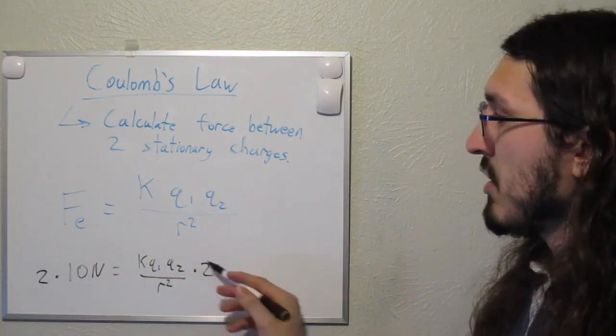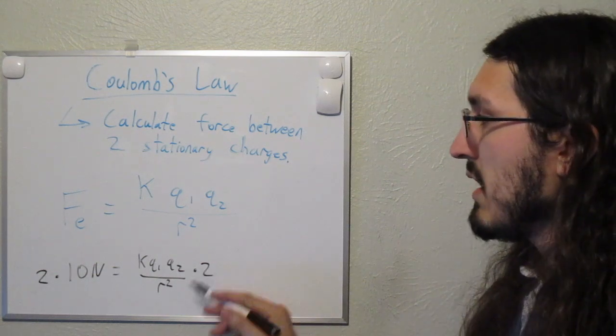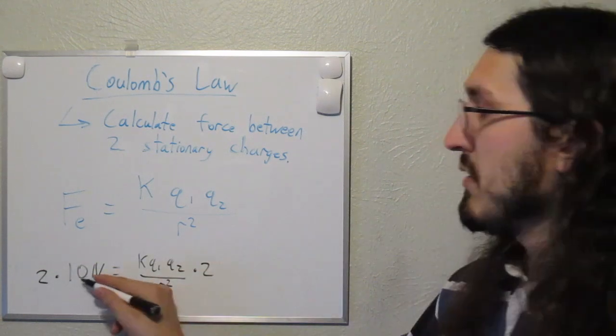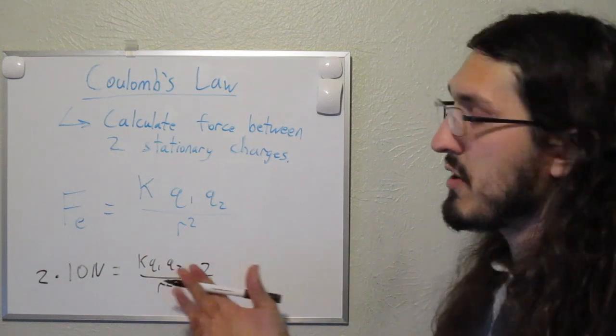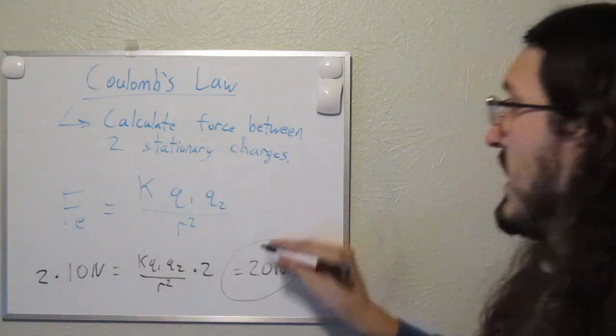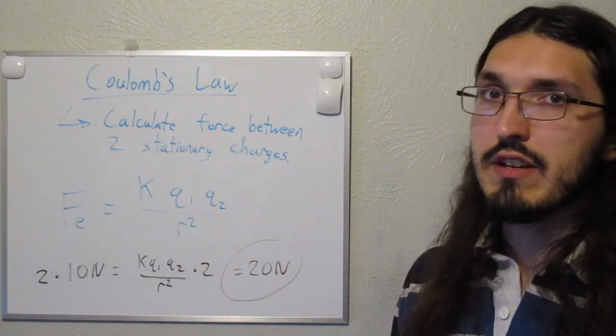So because I have doubled a charge on this side of the equation, I have also doubled the force. I know 10 times 2 is 20 newtons. So my new force, because I doubled the charge, is 20 newtons. And that would be my final answer for that question on the weekly assignment.